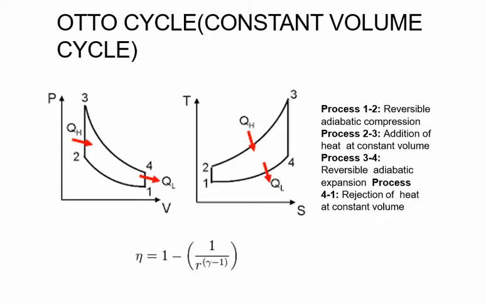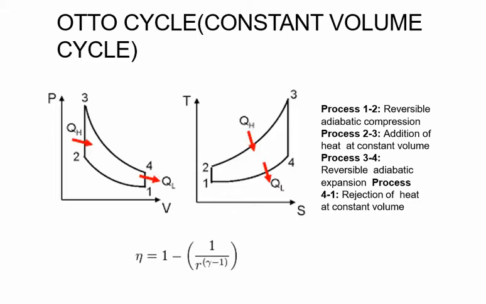The Otto cycle is basically based on the Rankine cycle, in which the air-fuel ratio mixture, or we can say the air-fuel mixture, is taken as the medium or working fluid. Process 1 to 2 is a reverse adiabatic compression process, and 2 to 3 is a heat addition process where QH is going into the cycle. That shows that heat is entering the system.